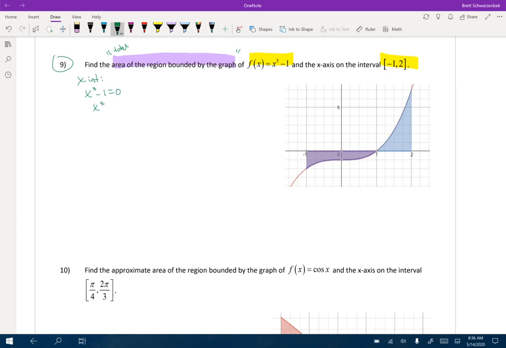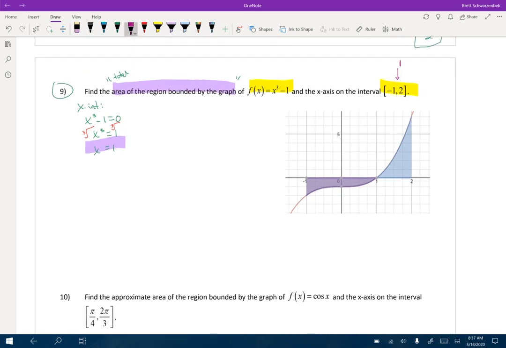Add 1 over, take the cube root of both sides, right? Get x is equal to 1. So if you're looking at your picture right now, or actually don't even look at the picture, that's what I'm saying. Don't look at the picture. Your interval is from -1 to 2, and what this tells you right here is that you need to split up your interval with the value 1.